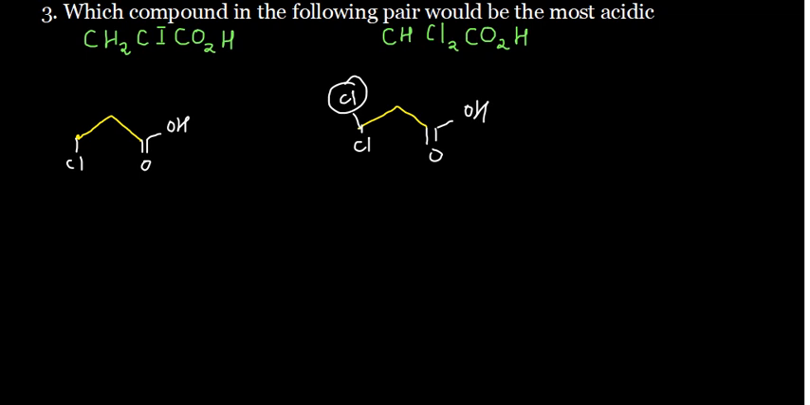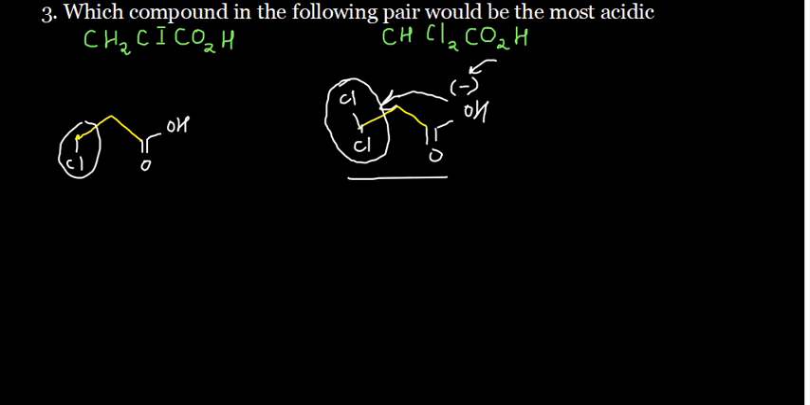These 2 chlorines are going to be withdrawing electrons. If this hydrogen is lost, the anion that is going to be formed, that negative charge is going to be dispersed, or shared, because electrons are going to be pulled even more by these 2 chlorines. So they have a stronger pulling effect than only one. That is why this one is also much stronger.